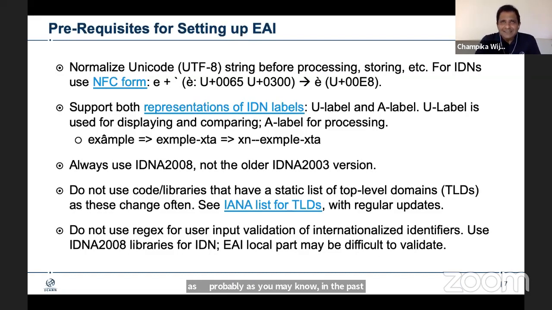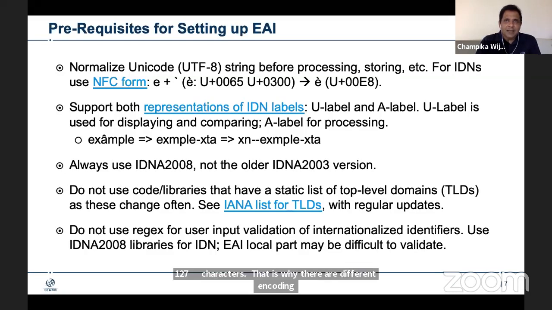As you may know, in the past we used to have ASCII-based encoding. For English characters, that's all fine, because you can have 127 characters, and that includes all the English alphabets, plus a number of other characters as well. But when it comes to local language scripts, we definitely need more bits, more than 8 bits or so, and also more than 127 characters. That is why there are different encoding schemes, such as UTF-8, UTF-16, UTF-32, and so on.